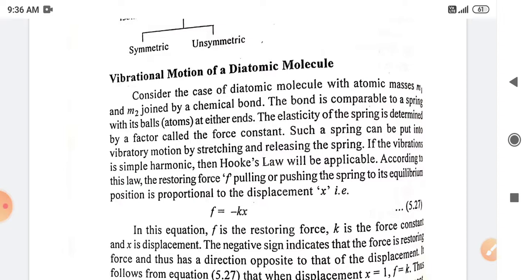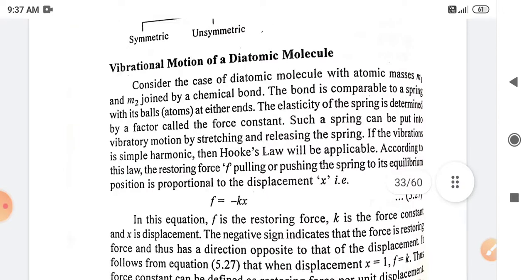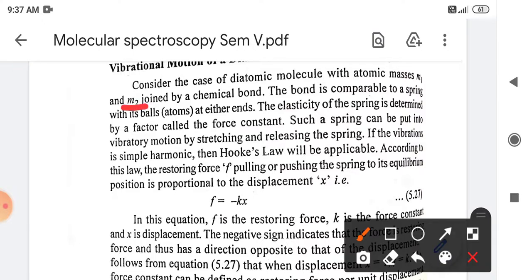So in order to consider that, we'll consider again the same model, that is the spring and ball model, and we'll try to apply Hooke's law, which you might have studied in physics. We just apply Hooke's law for the stretching of that particular spring model, and based upon that we will try to derive the frequency relation with the radiations of the given molecules. Now, in order to derive that, consider a diatomic molecule with the atomic masses M1 and M2, which are joined together by the chemical bond. The bond is comparable to a spring with the atoms at its ends.